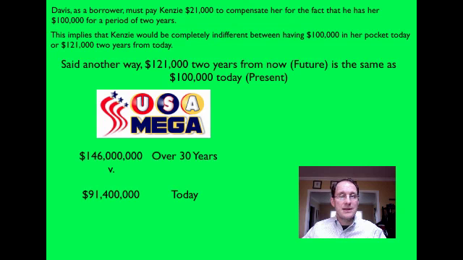$146 million, if you really want that, you get it over 30 years. Look at the difference there between those two numbers. In just the pure amounts, 146 sounds like a heck of a lot more than 91. Why is that? Well, you get $91 million today, you get $146 million over 30 years.